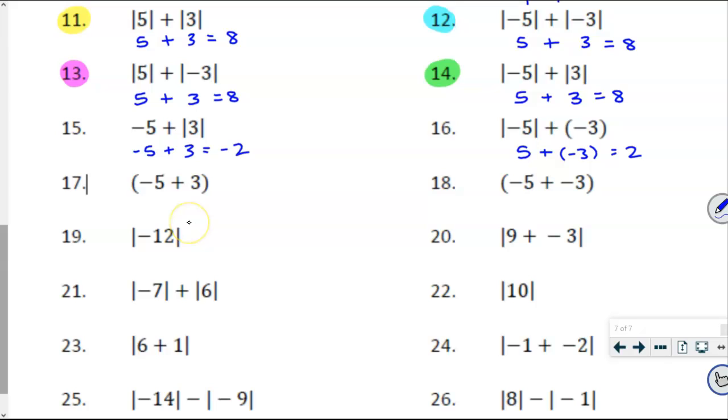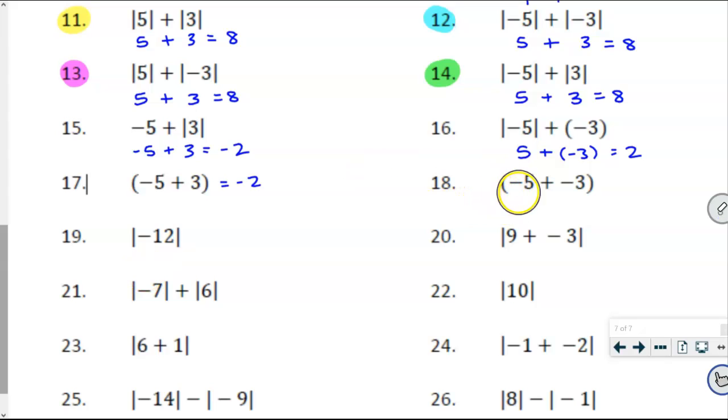And what about number 17? Is this absolute value? No, it's just grouping symbols, and those grouping symbols are there randomly. I put them there just to make it sort of look like some of the others, but to also show that not everything that goes around numbers is going to be absolute values. So negative 5 plus 3 is equal to negative 2.